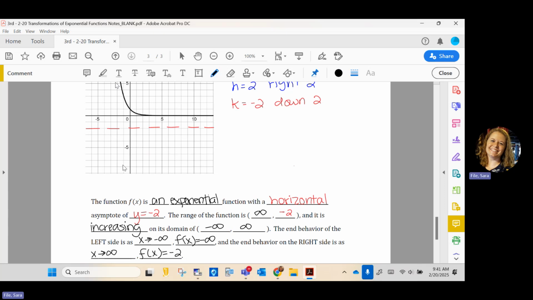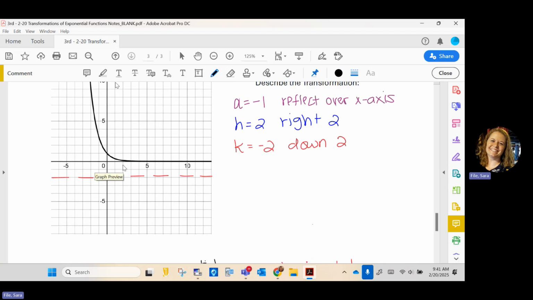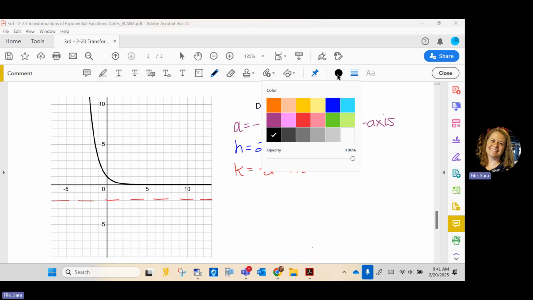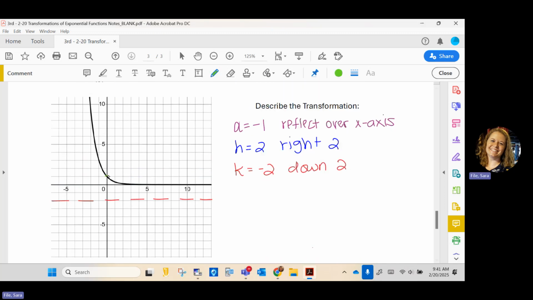So I'm going to get some points and make these transformations. Again, you can pick points. I'm going to pick this point here. I'm going to reflect it, so it's going to be at -1. And then I'm going to go right 2, down 2. And here's where it'll end up.